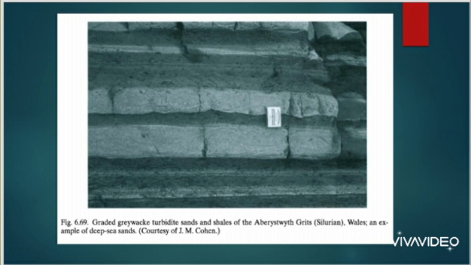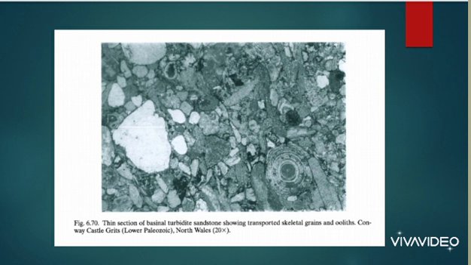A characteristic feature of these sediments is that shales may contain deep water trace fossils or nereites, radiolaria, and pelagic forams. The turbidite sands themselves contain glauconite, carbonaceous detritus, and an assemblage of abraded shallow water fossils. So you can see in the photo a thin section of a basinal turbidite sandstone showing transported skeletal grains and ooliths.